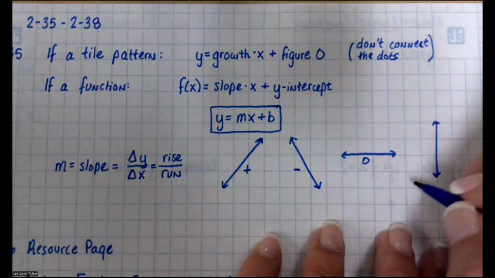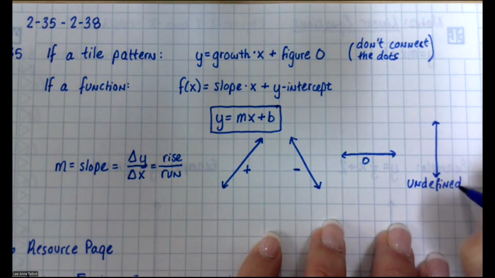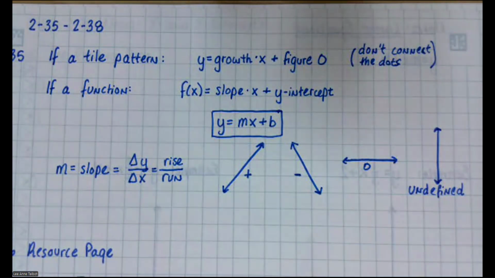Like searching your brain. It's called undefined slope. And it's undefined because you can't divide by 0. So if 0 is on the bottom, it doesn't work. So it's undefined.